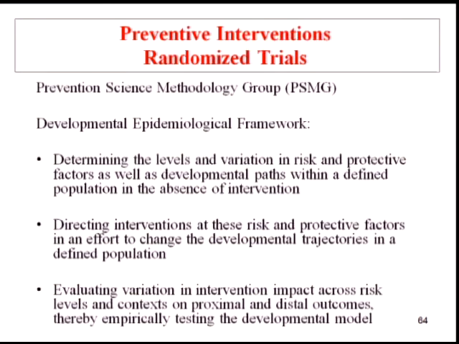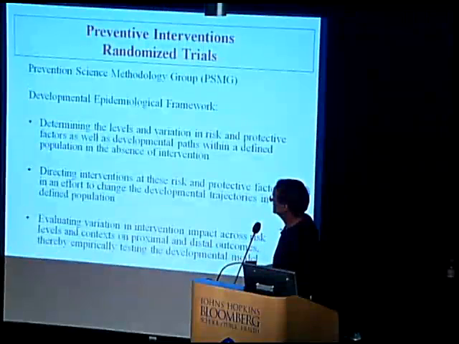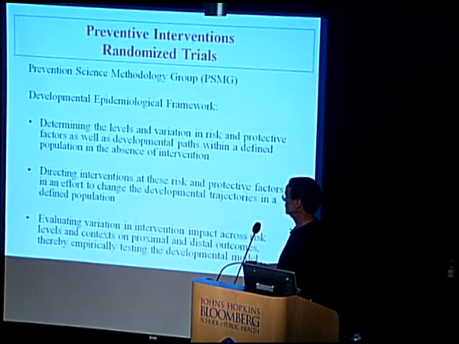And as it says in the first bullet, they're interested in determining the levels and variation in risk and protective factors as well as developmental paths within a defined population in the absence of intervention. So I thought to myself, that must mean: developmental path is growth model, absence of intervention, well, that's the control group, that's the normative development, and levels and variation in risk and protective factors, well, that's time-invariant covariates. Maybe approximately right. So that is a growth model with time-invariant covariates for the control group.